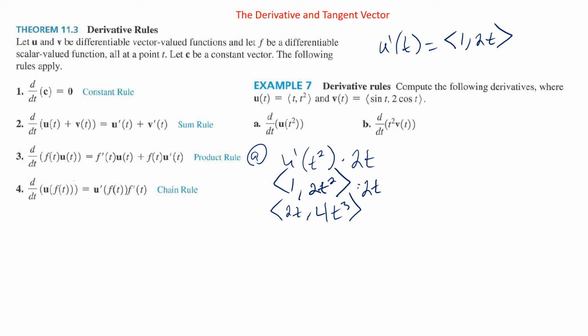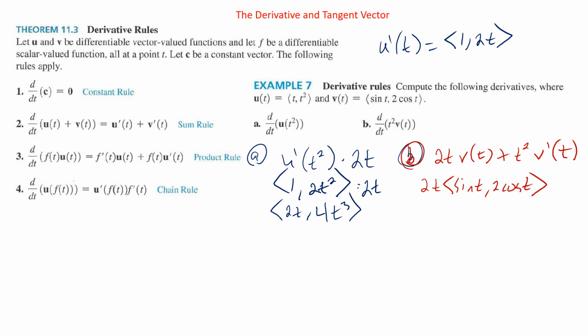And then b, we have t squared times v of t. This is a product rule. So we'll have 2t v of t plus t squared v prime of t. So that'll give us 2t times v of t, which is sine t, comma 2 cosine t, plus t squared times the derivative of that. Derivative of sine is cosine t, comma, derivative of cosine will be negative sine, so negative 2 sine t.